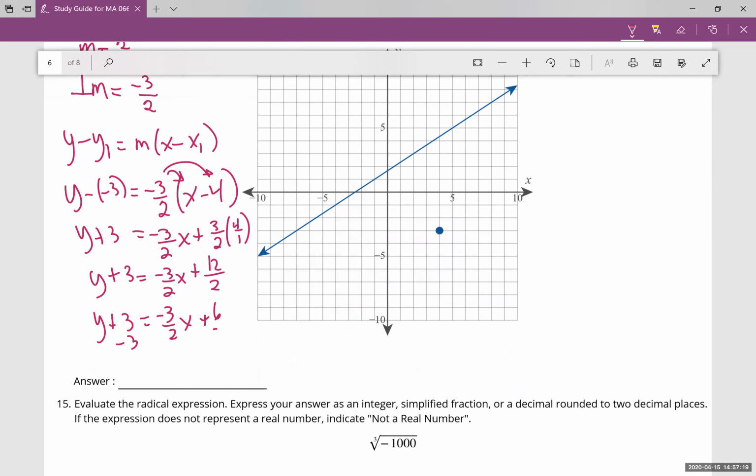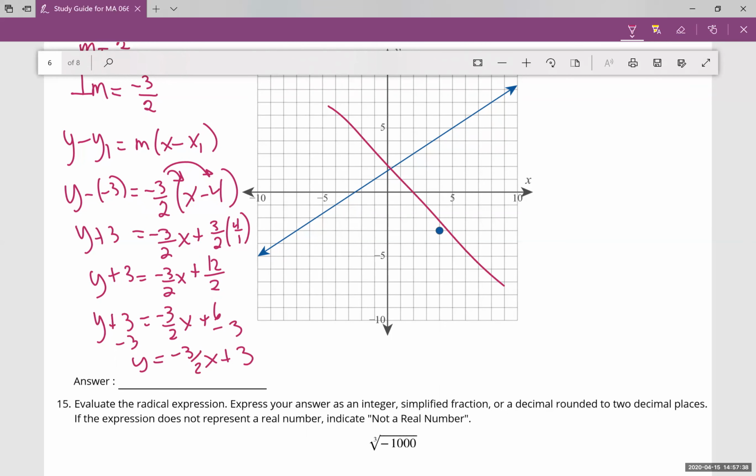Now subtracting the 3, y equals negative 3 over 2x, 6 minus 3 plus 3. And that is the answer, okay? Once you plot that, it'll be perpendicular to that other line.